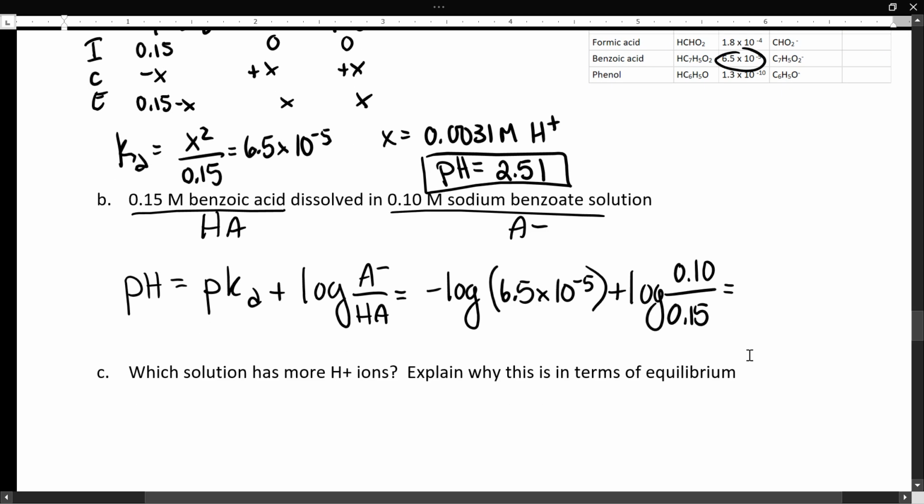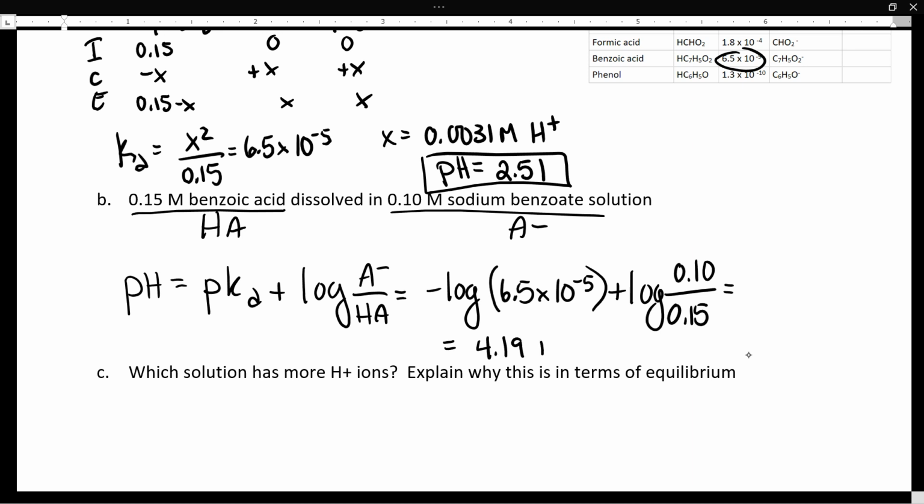6.5 E negative 5, log. So my pKa is 4.19. And then I have negative 0.18. And this one ends up being 4.01, which is your pH there.